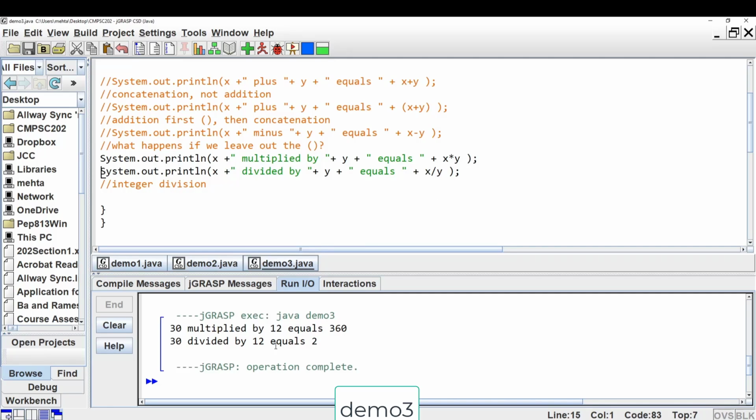So how many 12s are there in 30? There are 2. We probably would have liked it to be 2 point something, but integer division says that there are 2 12s in 30.